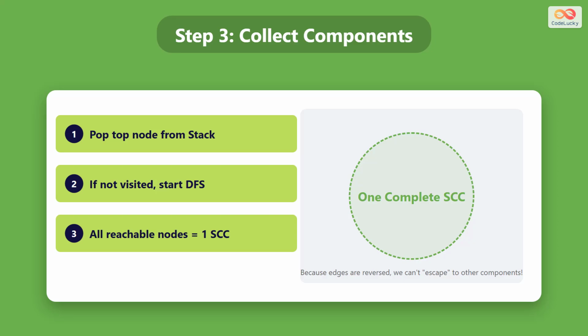For the final step, we go back to our stack from step 1. We pop nodes off one by one. If a node hasn't been visited yet in this new reversed graph, we start a new DFS from there. All the nodes we can reach in this pass form one single strongly connected component.